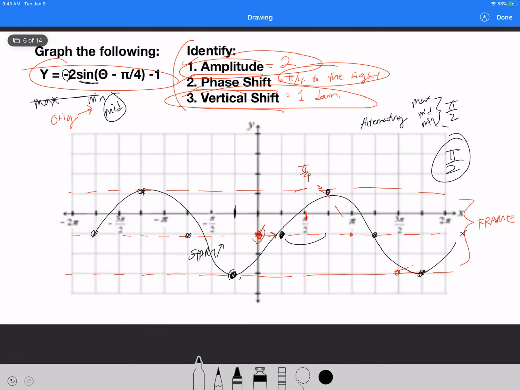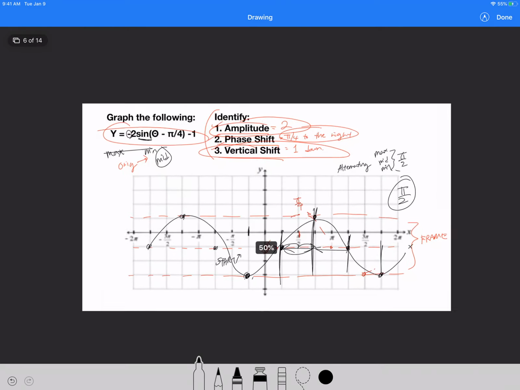Because pi over 2 is the increment in which you are switching between middle, max, middle, minimum, and then another middle. So that's an increment of two in this particular graph grid that I'm giving you.